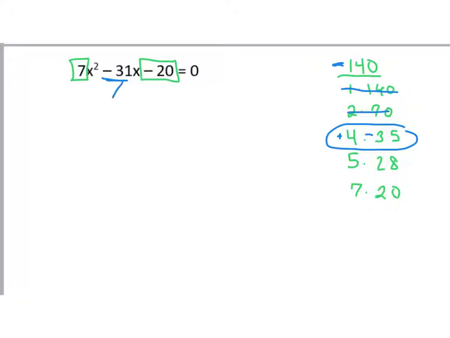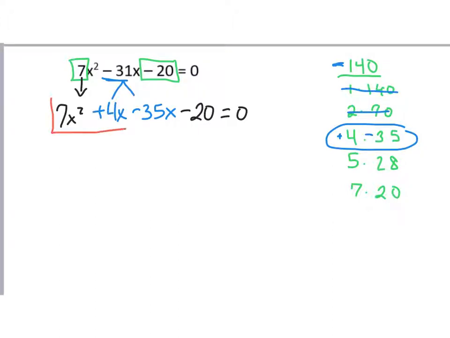So then I take this term and I split it into those two factors with the x. So I had a positive 4x, you do want to write the sign, and a minus 35x. Okay, so that when I combine them back together, it would give me my negative 31x. These first and last term just come straight down, 7x squared, and my minus 20 equals 0. Now I'm going to factor by grouping.